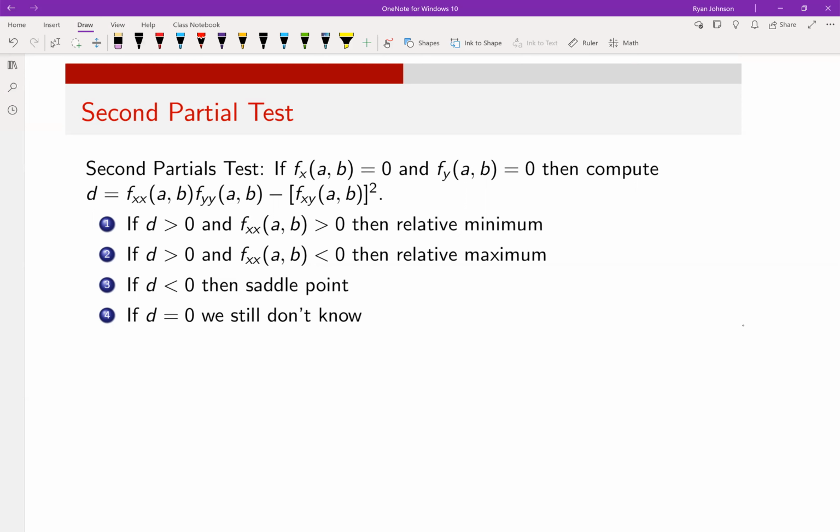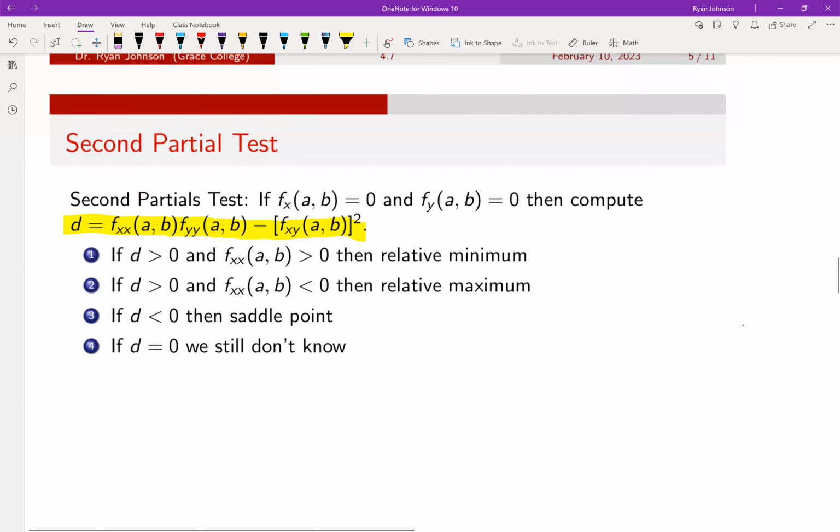So you compute this number, d, which is fxx times fyy minus fxy squared. And then if d is greater than 0 and fxx is greater than 0, you have a relative minimum. If d is greater than 0 and fxx is less than 0, then you have a relative maximum. If d is less than 0, then you have a saddle point. And if d equals 0, then it doesn't tell us anything.